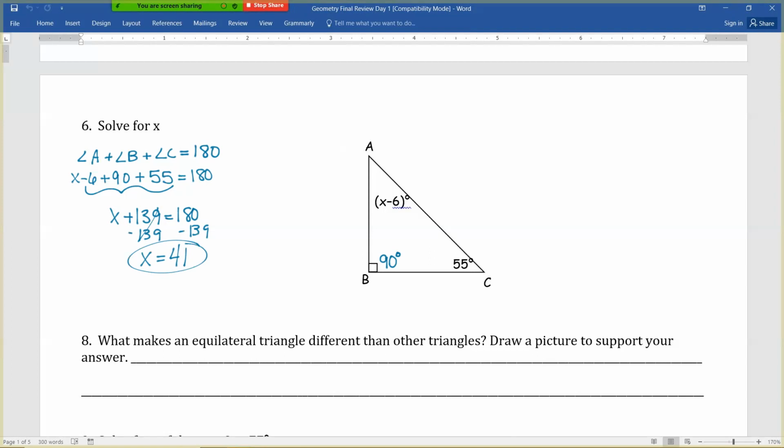Question number 8 says, what makes an equilateral triangle different from other triangles? Draw a picture to support your answer. So an equilateral triangle has all sides and angles congruent.